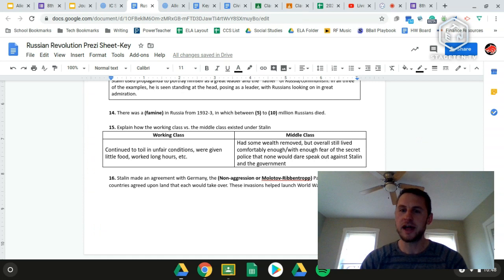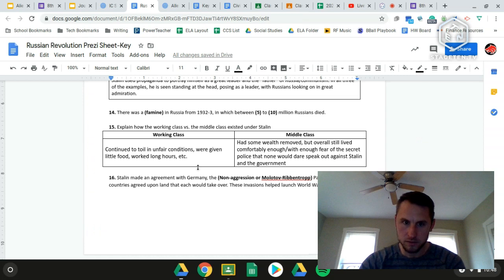And then the middle class, they would have some of their wealth removed, but overall they still lived well enough and with enough fear of the secret police that no member of the middle class would dare to speak out against Stalin and the government. And surely they would not do anything to help the working class that could jeopardize themselves, cause them to be arrested, things like that. And then finally, and I'll scroll down.